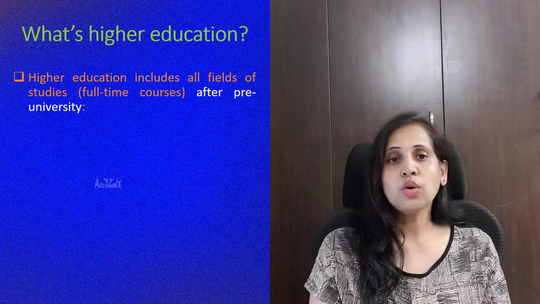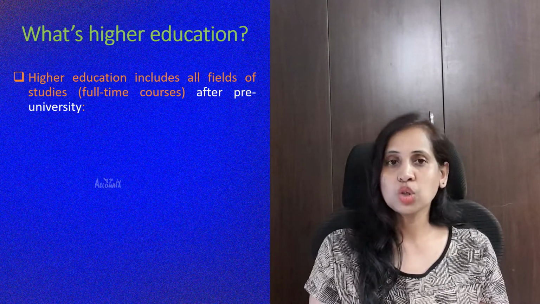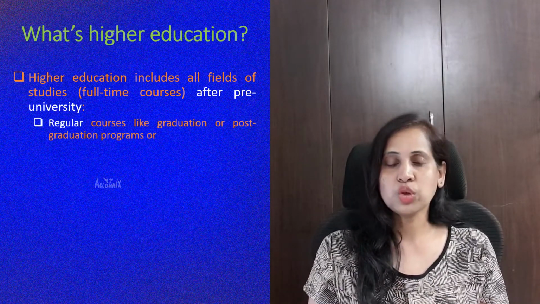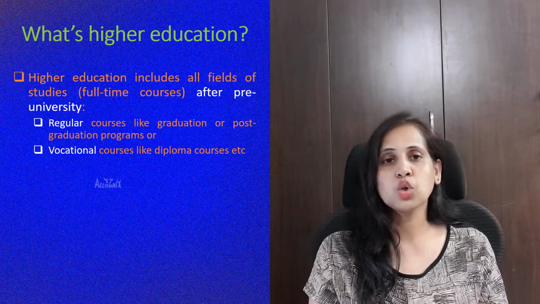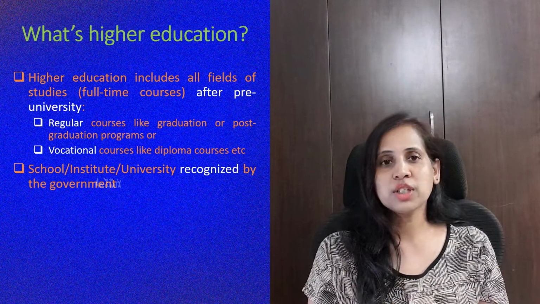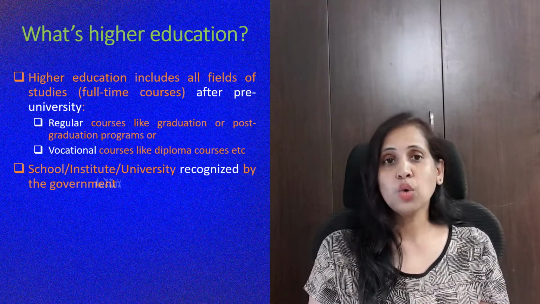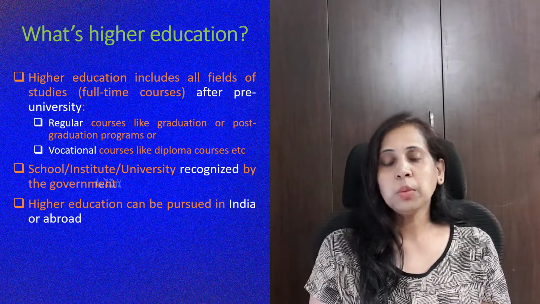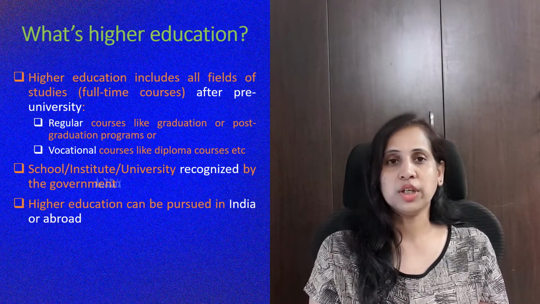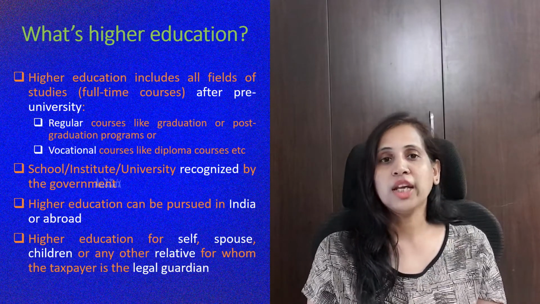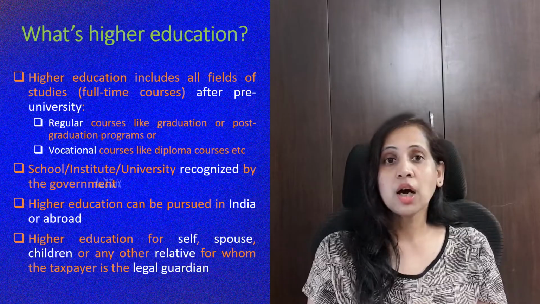Then let's understand what do we mean by higher education. Higher education would include all fields of studies, that is full-time courses after pre-university. It could be regular courses like graduation or post-graduation programs or vocational courses like diploma courses, etc. The school or the institute or the university in which you intend to pursue higher education should have been recognized by the Government of India. Higher education can be pursued in India or in any foreign country. It can be for yourself, your spouse, your children, or for any other relative for whom you are the legal guardian.